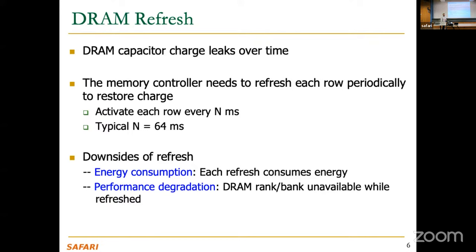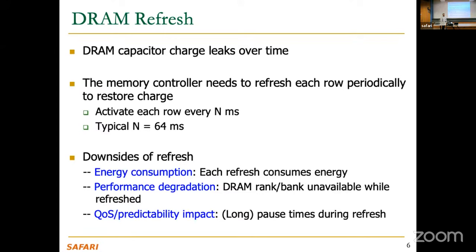unavailable, so that you cannot serve any requests while this refresh operation is going on. And it also hurts the quality of service and hurts the predictability of your memory request latency. And refresh rate limits the DRAM capacity scale. Now we will see how it happens in a little while.